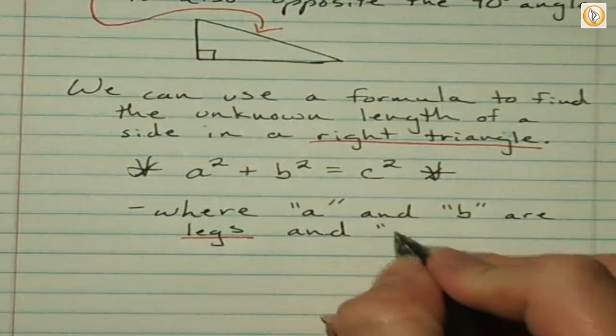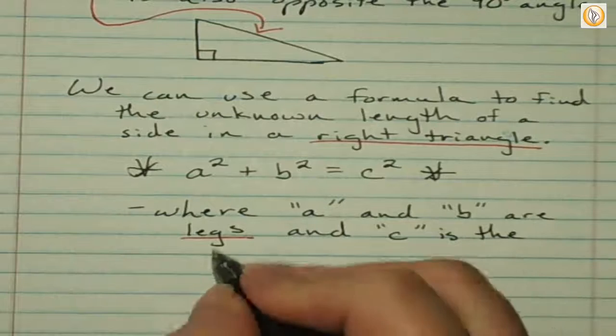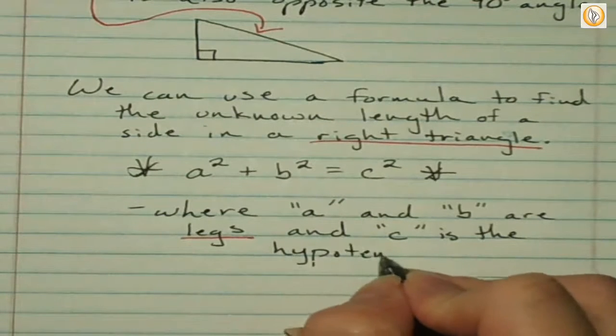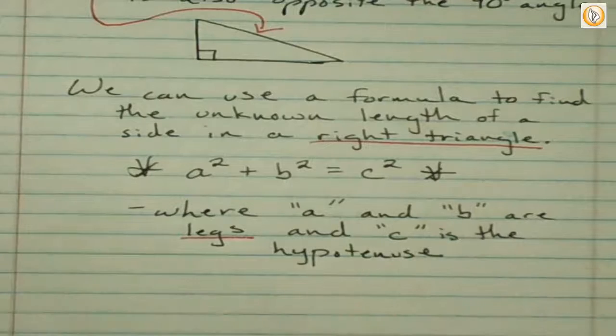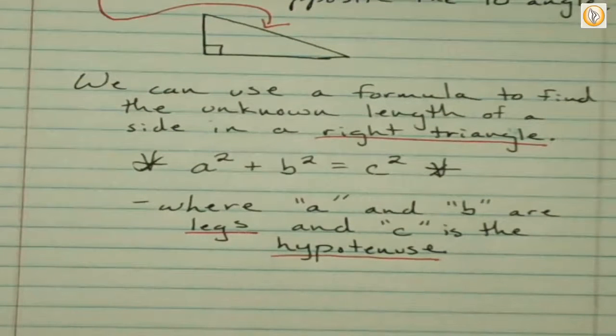Okay. And c is the hypotenuse. That's funny sounding. That's why I like saying it. Hypotenuse. Hypotenuse. You can impress your parents with your new vocabulary.